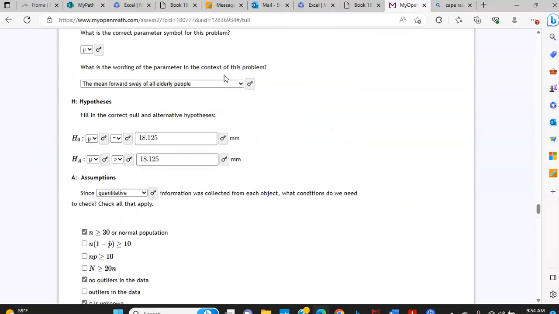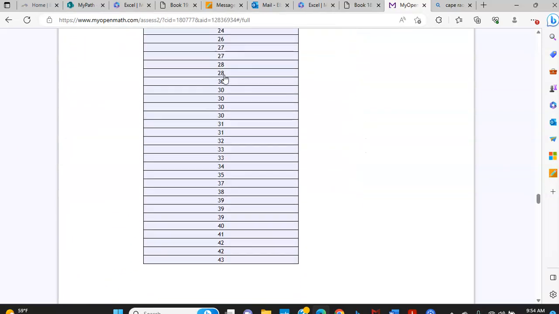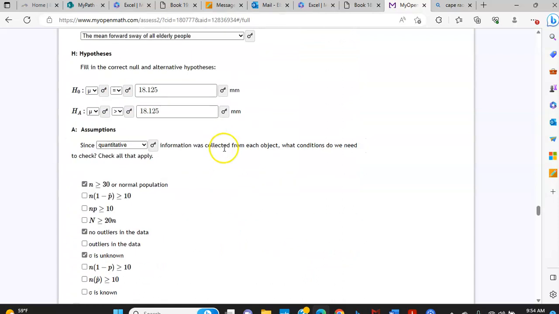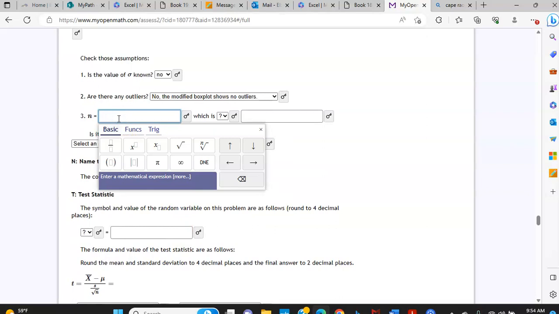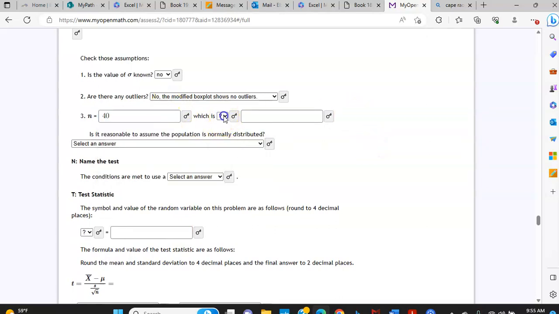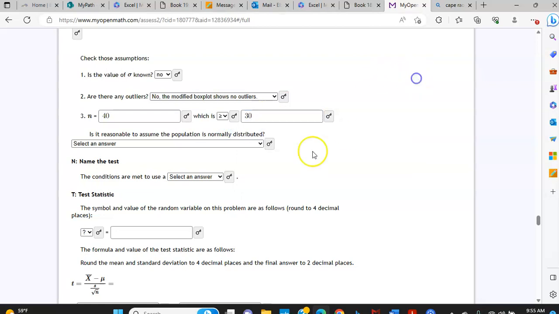Now, our number in the sample was 40? Yes, 40 subjects. So N, go back down here, was 40, which is greater than or equal to 30. Okay, which of course that's what we need. We need it to be more than 30.